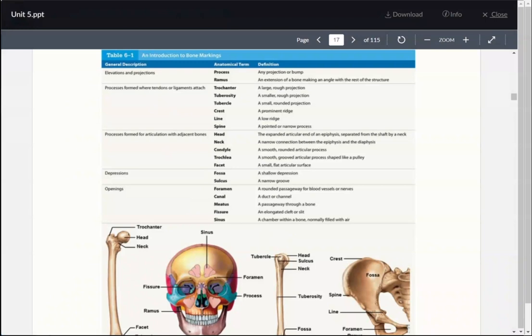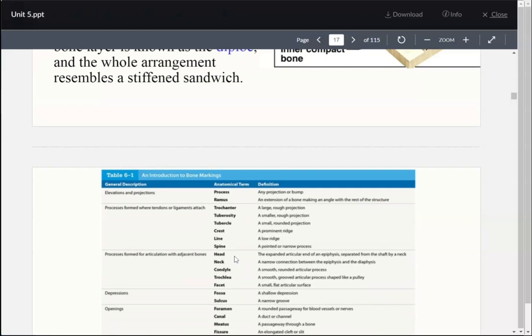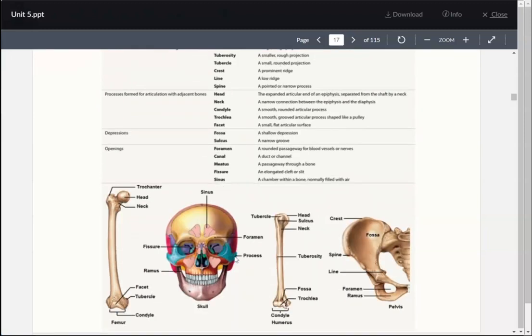So some of the more common ones that you're going to come across is a process. This is a projection or bump that is found on the bone. And we have an example of that. Do we have one here? Yeah, we have one right here. On your zygomatic arch here, there is a bump towards the back end. If we are calling something a ramus, that's an extension of a bone coming at an angle with the rest of the bone. So down here, this is the pubic bone, and this is a ramus. It comes off at an angle.